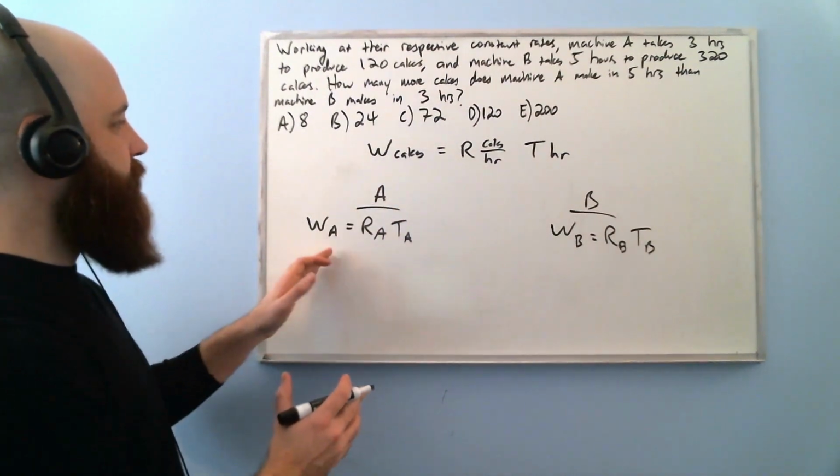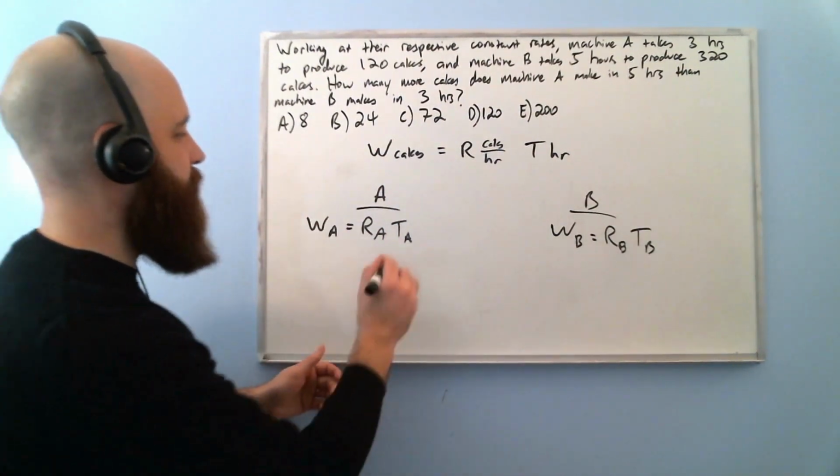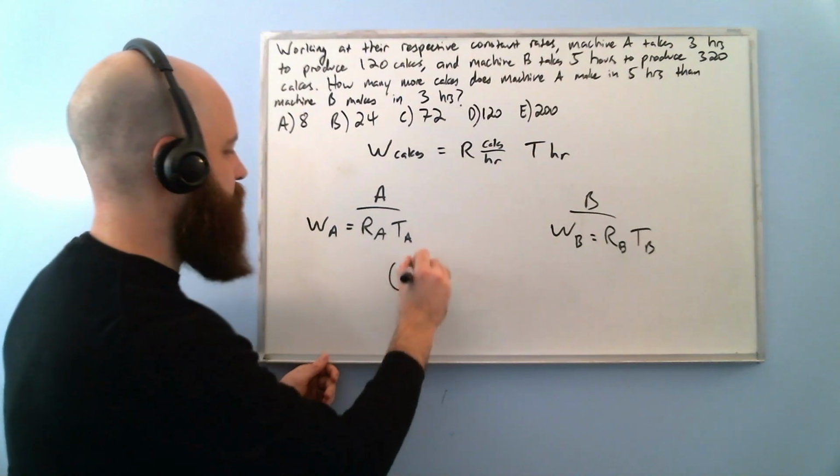Okay, so how many cakes does machine A make in 5 hours? Okay, so the time for A is 5.